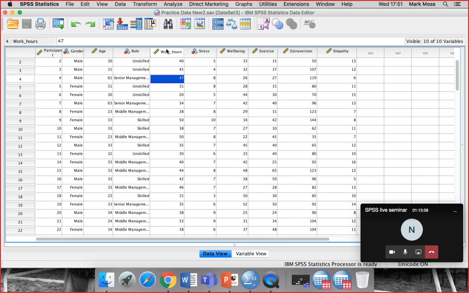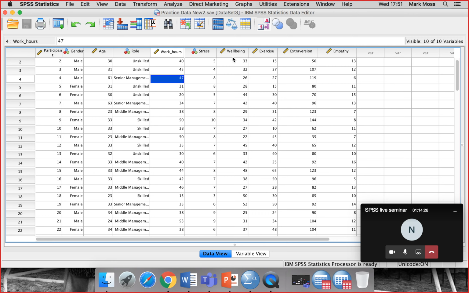But we would perhaps think that somebody who's spending all the time at work might feel that they have got less self-rated well-being because all they're doing is working. And so those two things may well be related to one another. So that might be a good covariate for us to use. Well, if we're going to use this as a covariate, then the first thing that we've got to do is check this homogeneity of regression assumption.